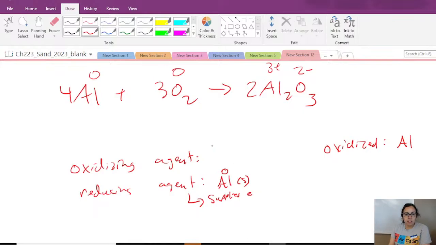And then the oxidizing agent. Usually if you see some sort of combustion reaction and you see oxygen, that's an easy oxidizing agent because it's oxygen. But you can see oxygen goes from 0 to 2-, so oxygen was reduced, and our oxidizing agent is the oxygen. It's the one that gets the electrons. Again, you want to put the O2 species, not the final O2-. Got it, okay. Thank you.